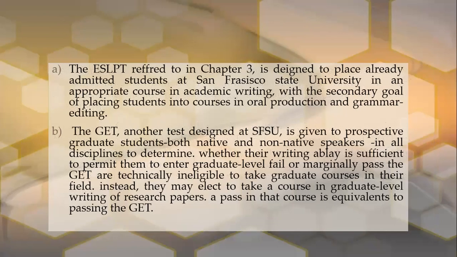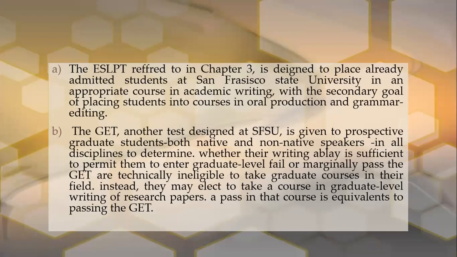This is C, the ESLPT referred to in chapter 3, is designed to place already admitted students at San Francisco State University in an appropriate course in academic writing, with the secondary goal of placing students into courses in oral production and grammar editing. This is C, not B, sorry.